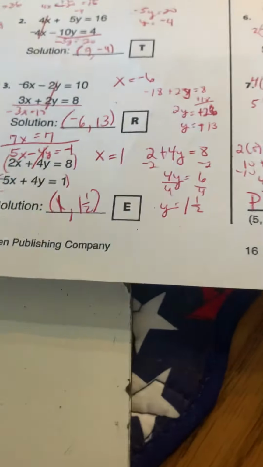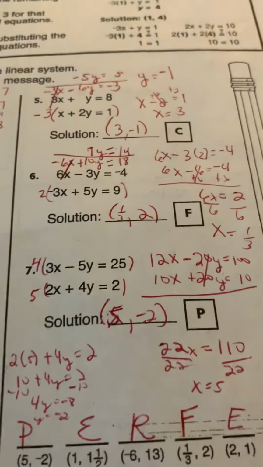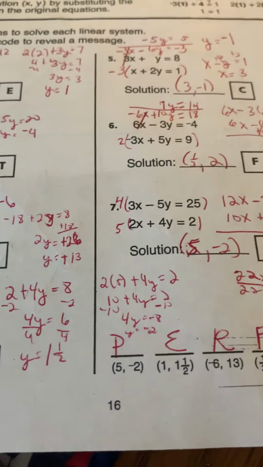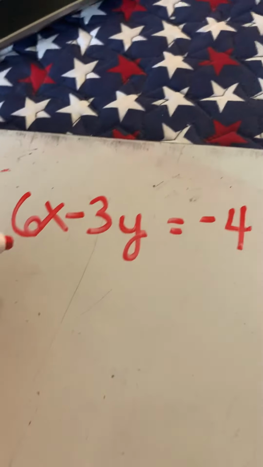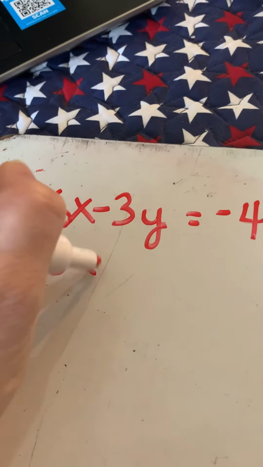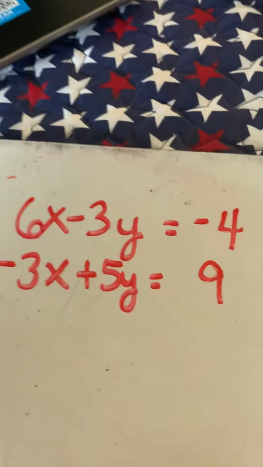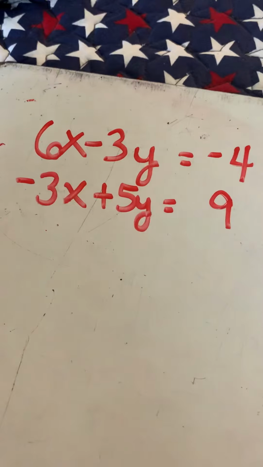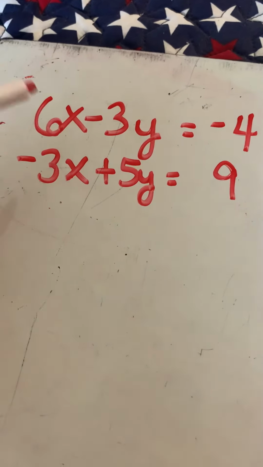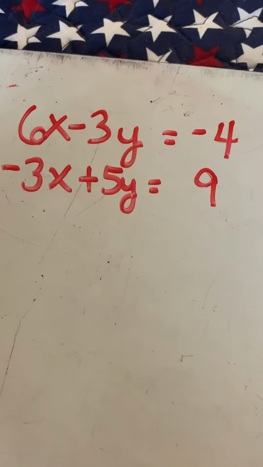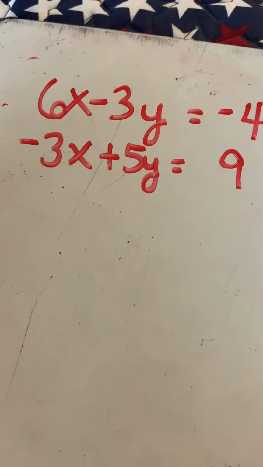For number 6, you have 6x minus 3y equals -4, and you have -3x plus 5y equals 9. Now, as you can see, I don't have anything that I can just automatically cancel out, but I do have opposite coefficients, so that's kind of nice. So this is where common multiples come into account.